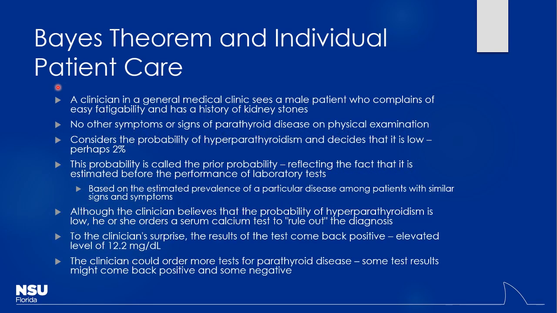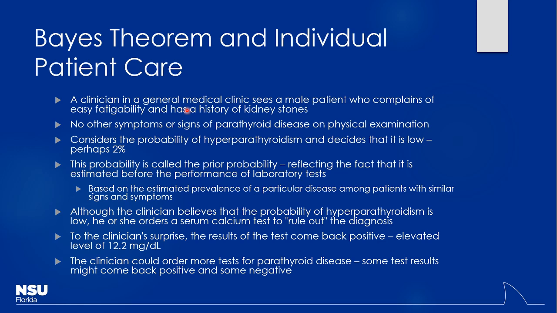So let's apply this to a specific circumstance. Let's say we're working at a general medical clinic. A patient comes in complaining of fatigability and has a history of kidney stones, okay? And you decide to work up the patient for, say, hyperparathyroidism. So how do we go ahead and do that? What's an easy test you could do just as initial screening if you had a patient with hyperparathyroidism?